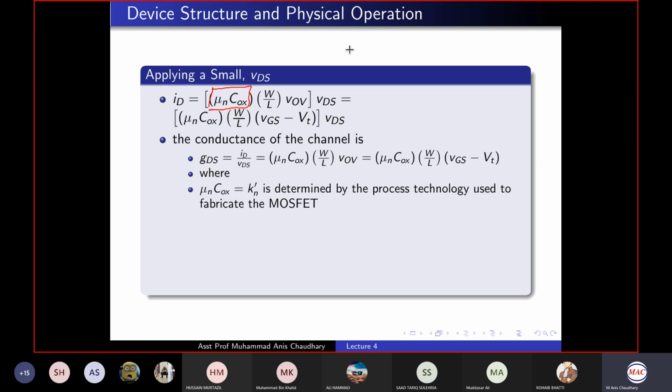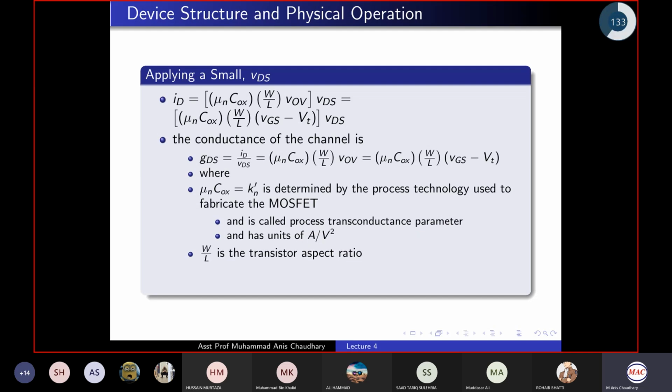ये टर्म जो है mu n C oxide, इसको sometimes we denote it as Kn prime. So mu n C oxide, where Kn prime is called the process transconductance parameter. Why? अभी हम later on देखेंगे कि transconductance is proportional to this entity Kn prime. So that's why we call it a process transconductance parameter, and is expressed in amperes per volt square.